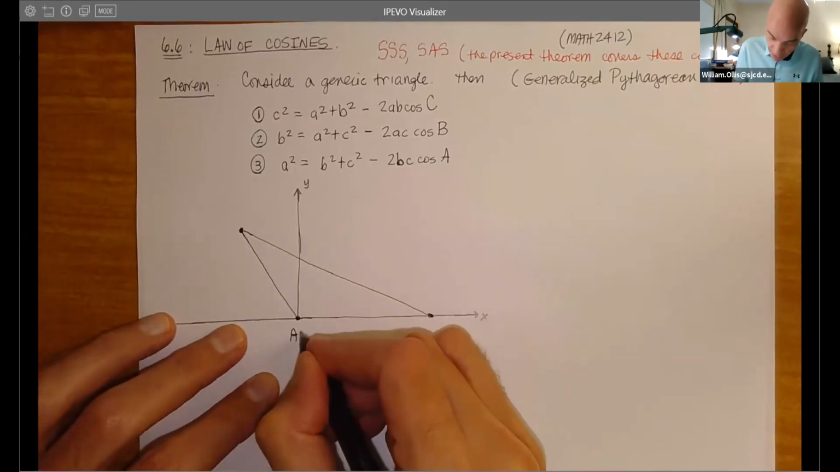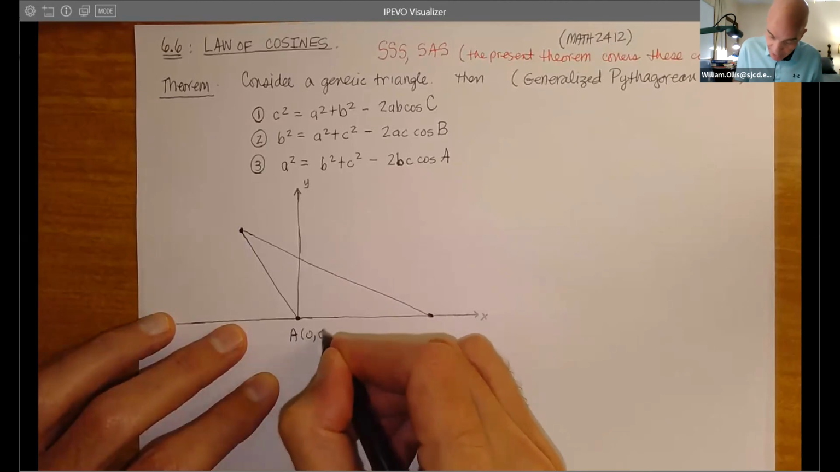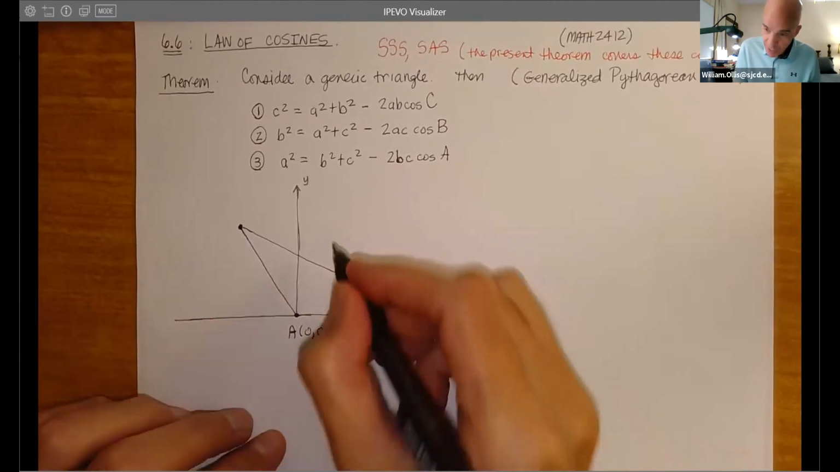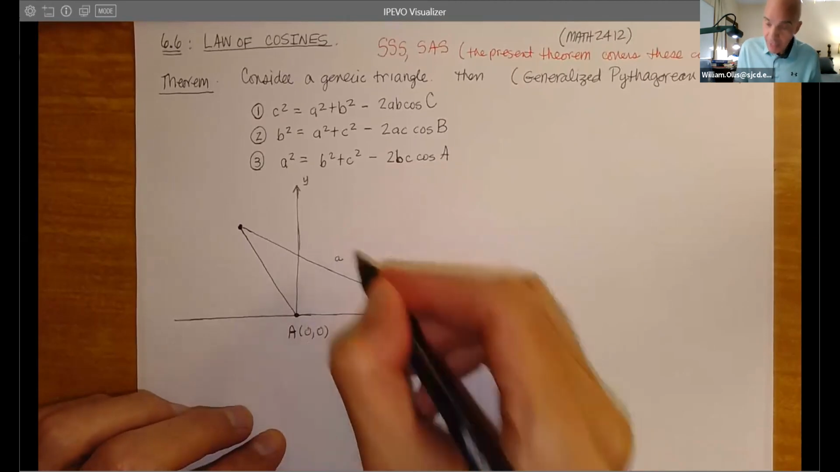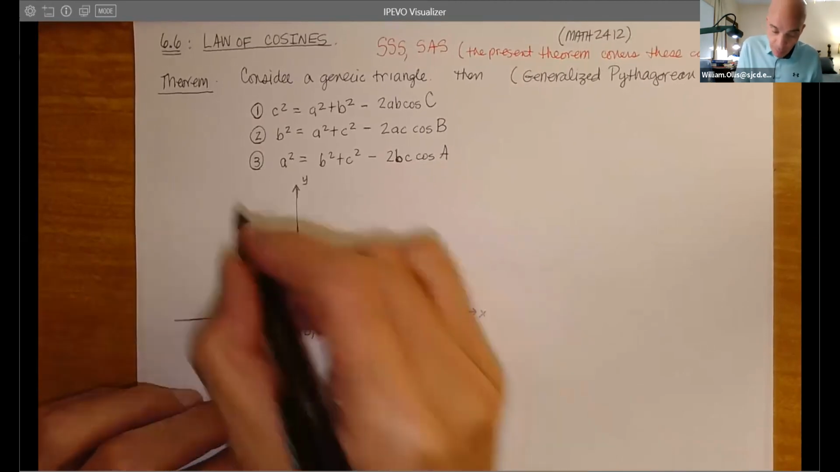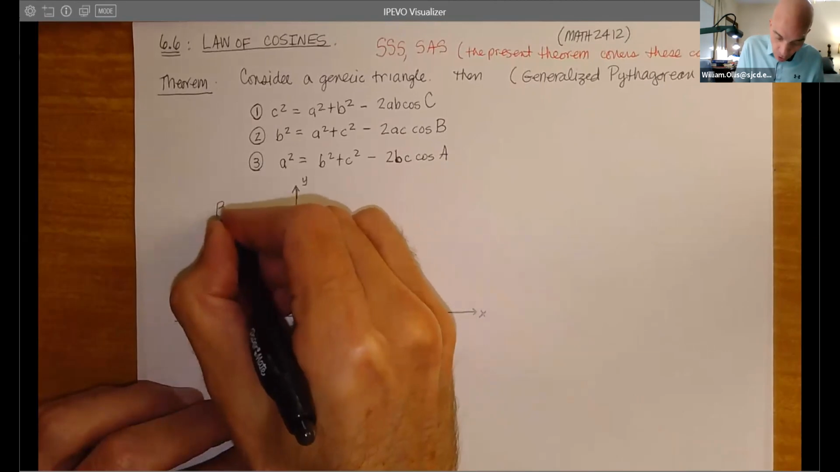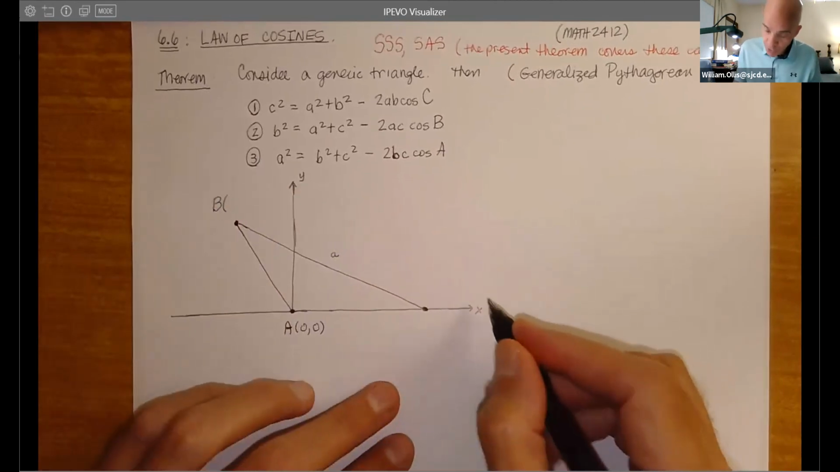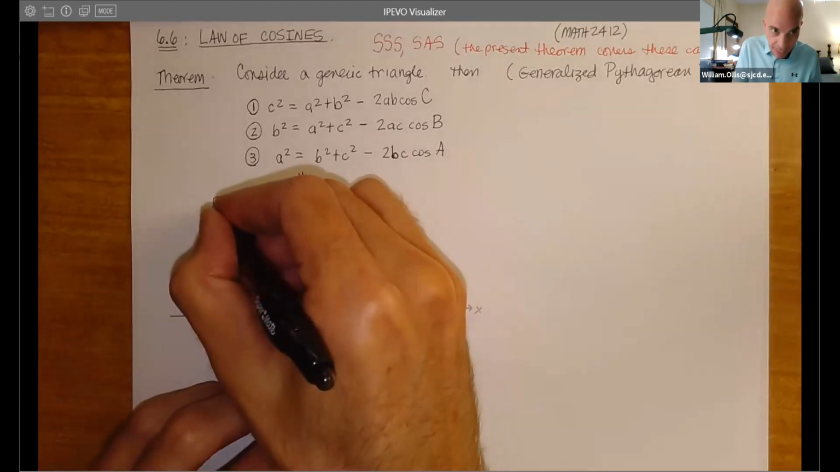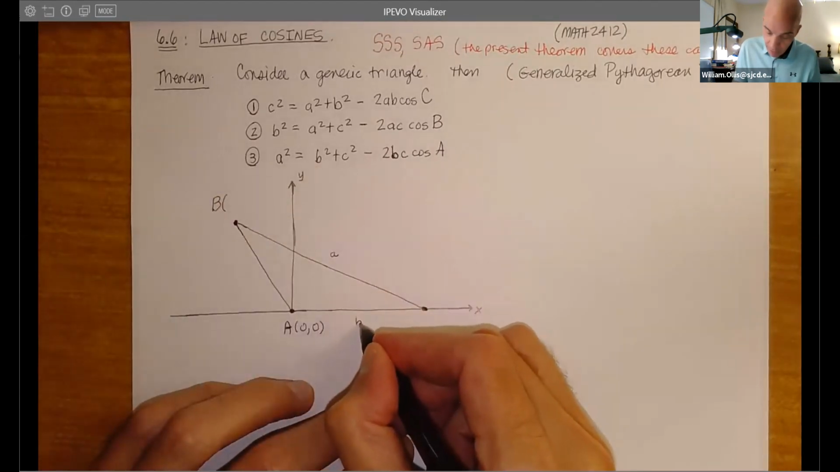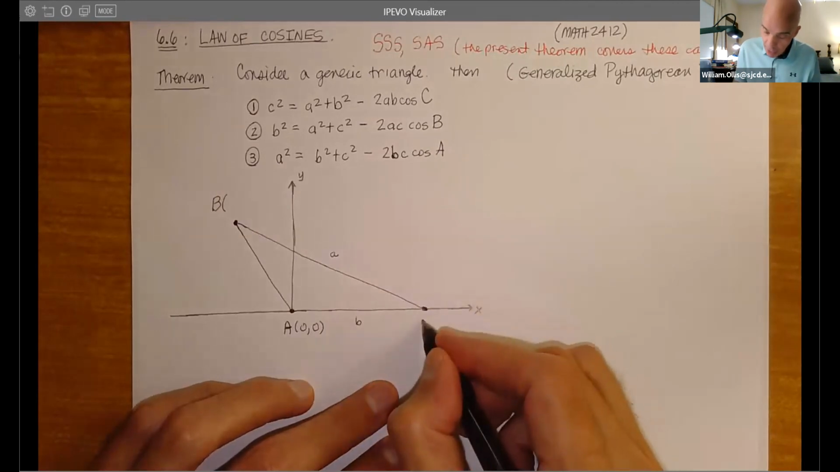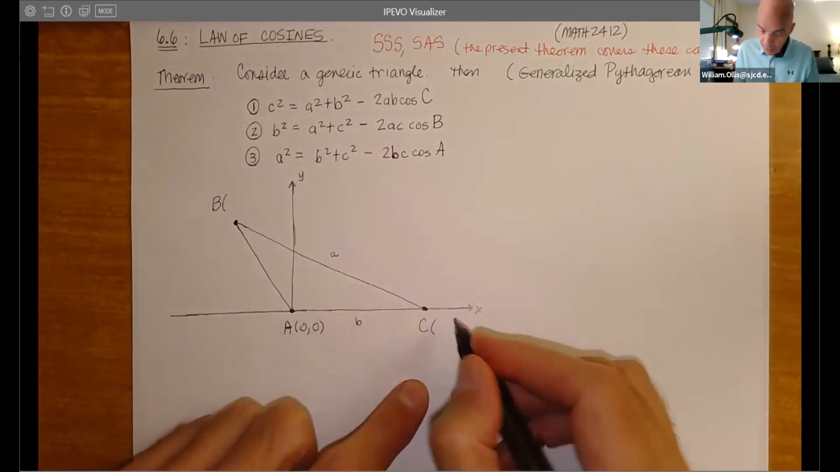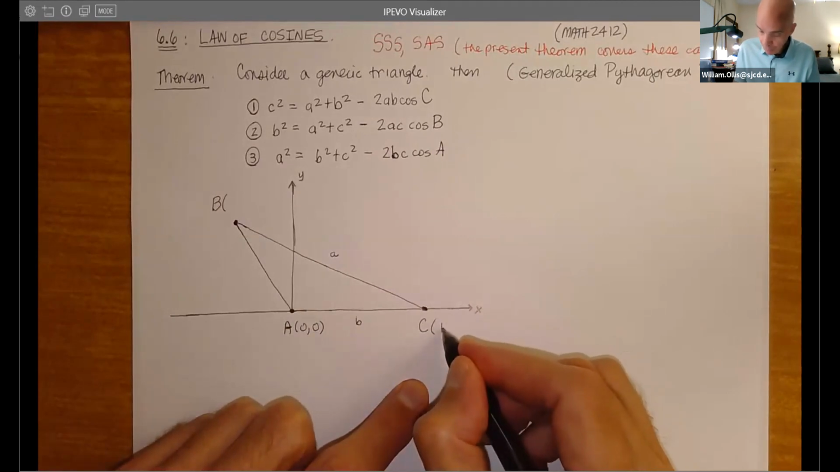So here is vertex A, and this side opposite will be a, and then I'm going to put B here, but we're going to hold off on what its coordinates are. We're going to have to work on those. And then for C, notice angle B, and then over here we have side b, and here vertex C will just be what? b comma 0.